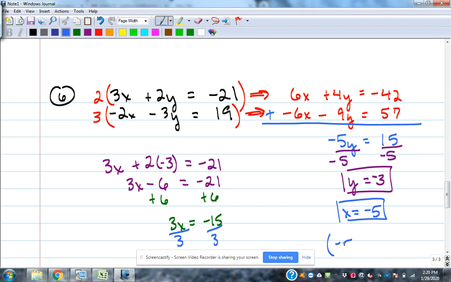Ordered pair. Be careful when you go to write that ordered pair. Get it in the right order. Get the solutions out of that. So multiplying both of those equations by something can definitely help you get there if need be. All right.